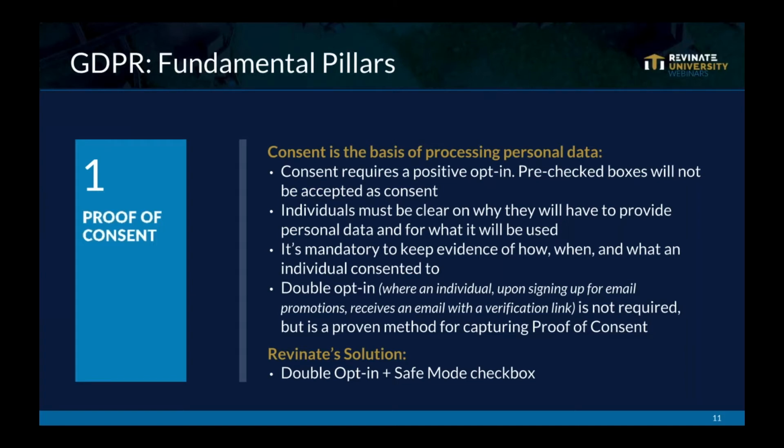At Revinate, we're working hard to provide you with all the tools and functionality to help you comply with the new regulation. Among the range of new features, we recently released a double opt-in feature that allows you to collect double opt-in statuses, and a safe mode checkbox that is intended to exclude guests from the European Union that do not have explicit or double opt-in status from your send. We will cover this functionality in detail in our demo later on.